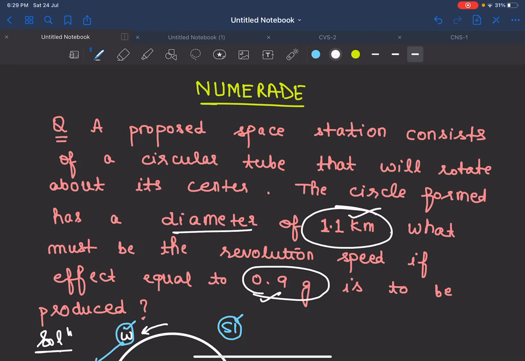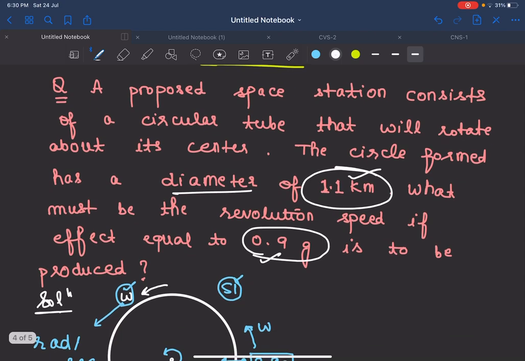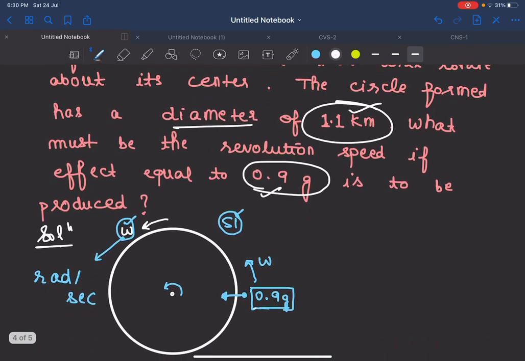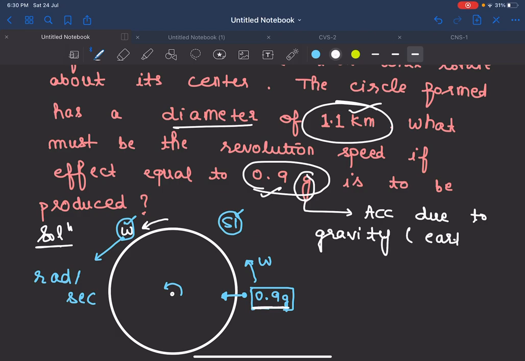So this question basically is about a proposed space station that consists of a circular tube that rotates around its center, and it has a diameter of 1.1 kilometer. That is the first information. And it is asking what will be the revolution speed if we want to produce an effect of 0.9 g at the surface of the space station, where g is the acceleration due to gravity at the surface of Earth, right?